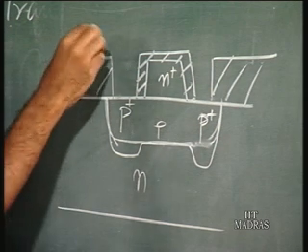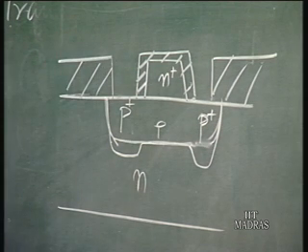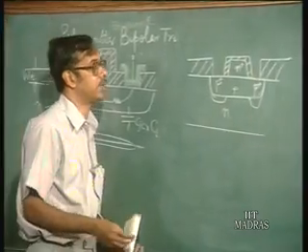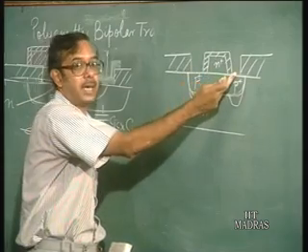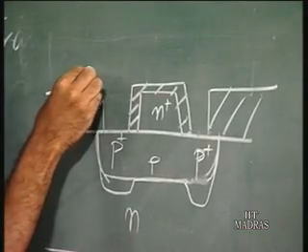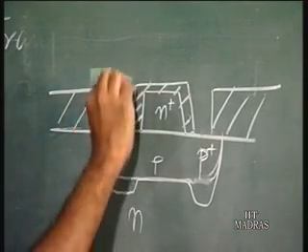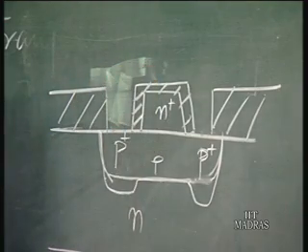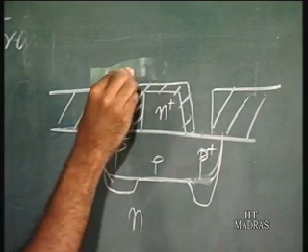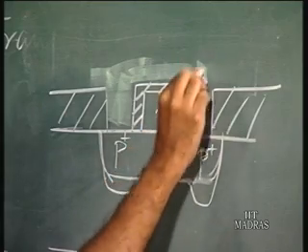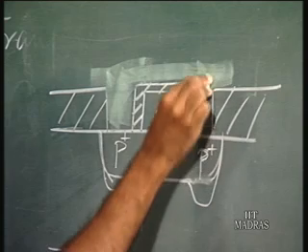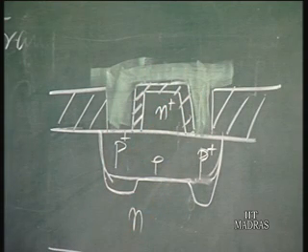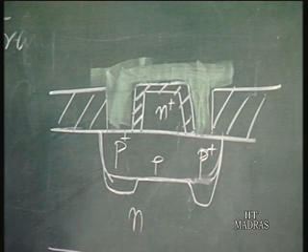And then what you do is you deposit, sometimes you can deposit metal right away, or you can also deposit P plus polysilicon to take contact from the base. So, you can have the metal going around like this. You have the base contact metal going around like this. All right. Now, if you look from the top, what does the structure look like?